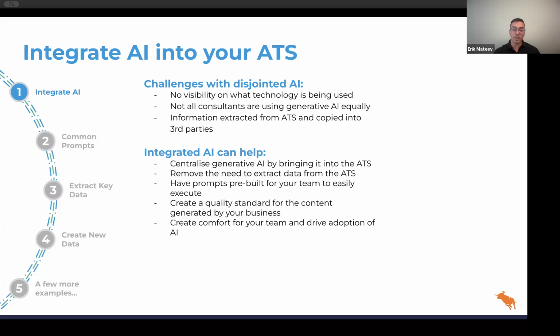And from an adoption perspective, AI, in a very similar way to what automation was years ago, is incredibly transformative technology. And with all transformative technologies, change management can be a bit of a friction. So embedding it natively into the ATS is a great first step to create comfort for your team and help drive adoption for AI moving forward. So that's the first step that you need to make sure you have in place before you start thinking about other use cases for AI. Centralize it into your ATS so it's easy and convenient for everyone to use.